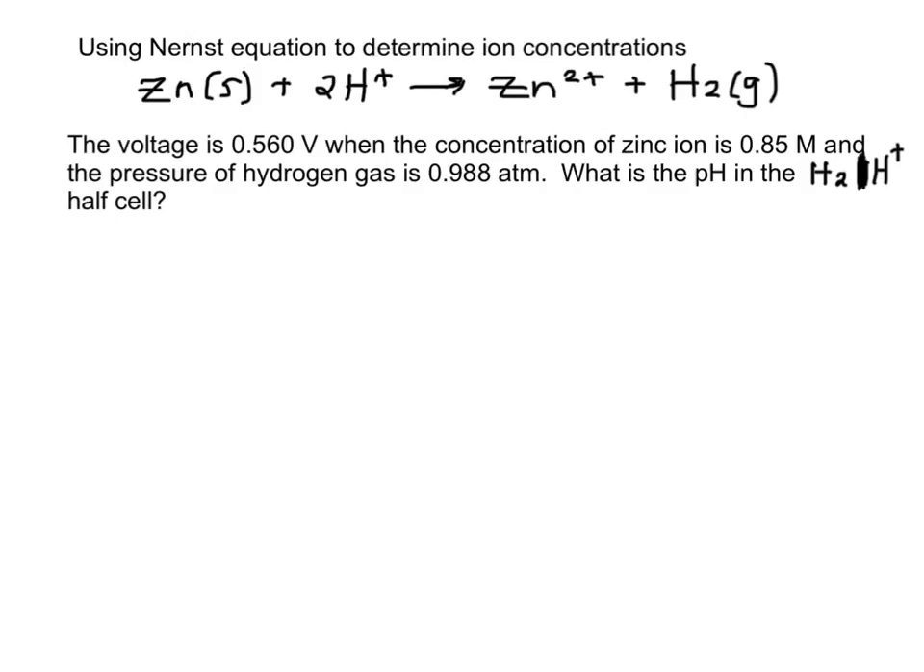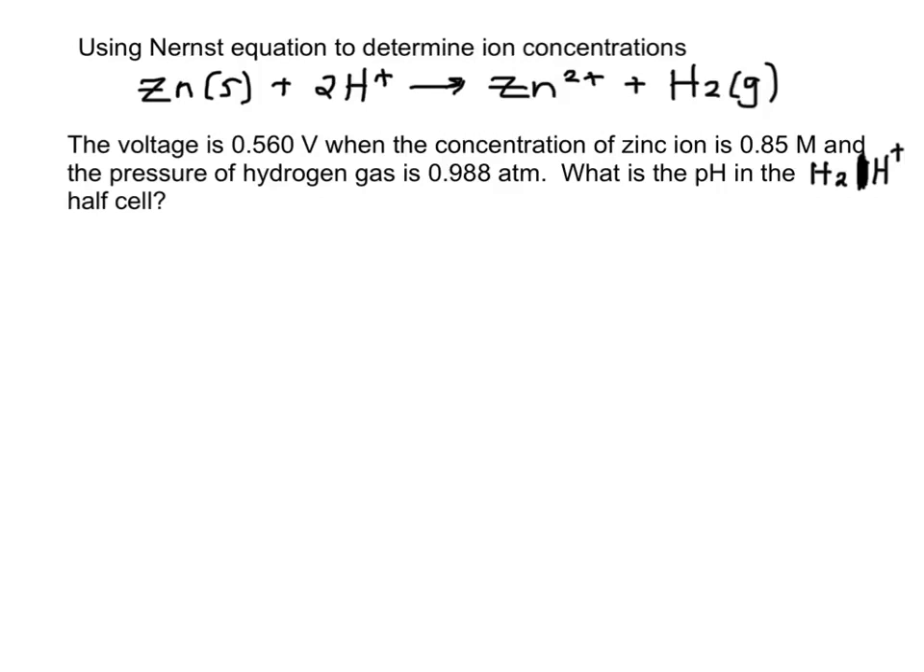So let's try one more problem where we use the Nernst equation, where the math is just a little more complicated. Okay, so same idea, nothing new, just a little bit more math to it. So we've got this equation, zinc plus H plus gives you zinc ion plus hydrogen. So the first thing, well, we've got the voltage when the concentrations are that and the pressure is that. What's the pH in the half cell?